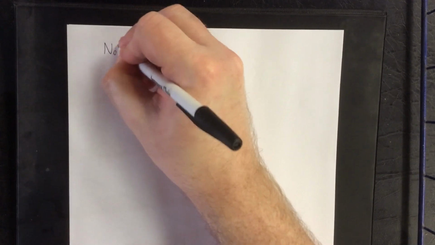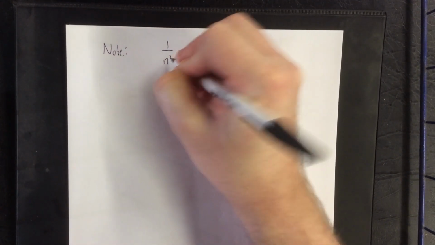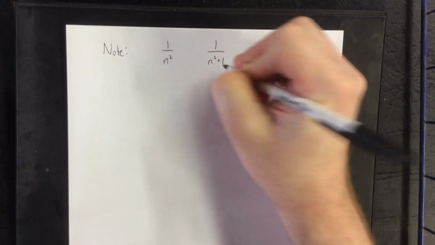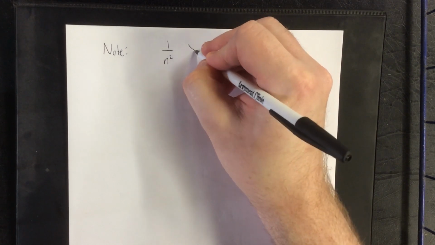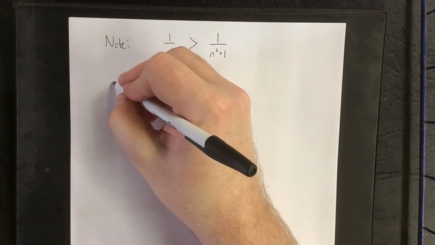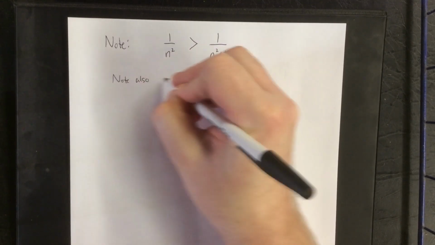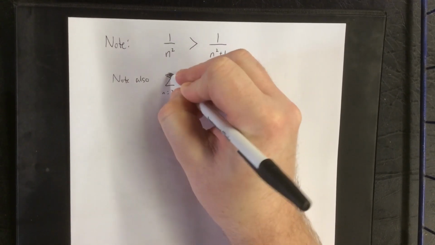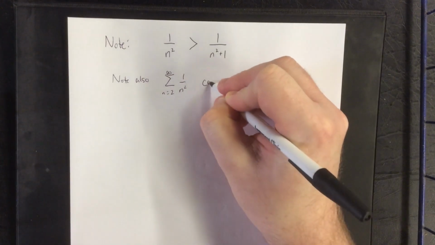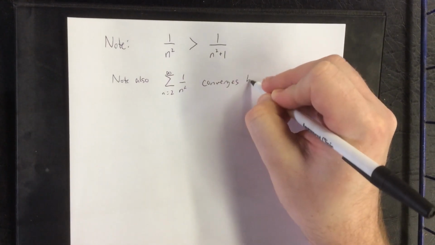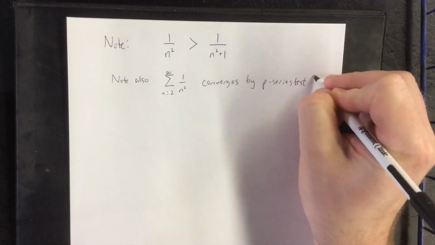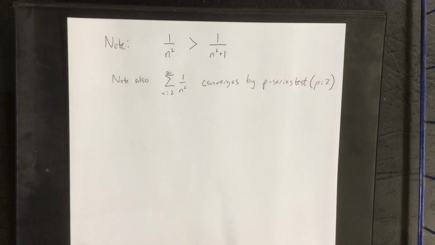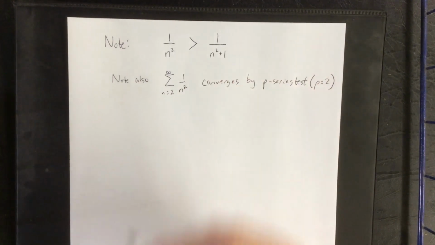So we'll say note. Alright, so I'll write these two things down. Alright, so this one has the bigger denominator, so it's going to be smaller than this one. We're going to note also that the sum from n equals 2 to infinity of 1 over n squared converges by the p-series test. P is equal to 2, which is greater than 1, therefore it converges.